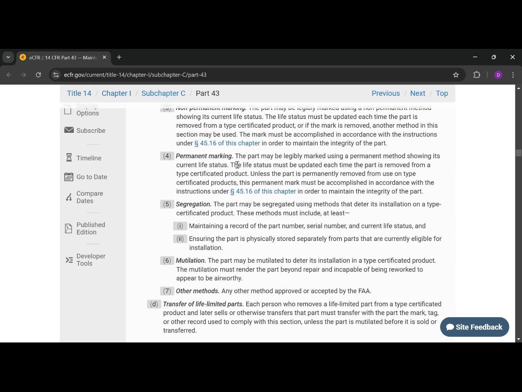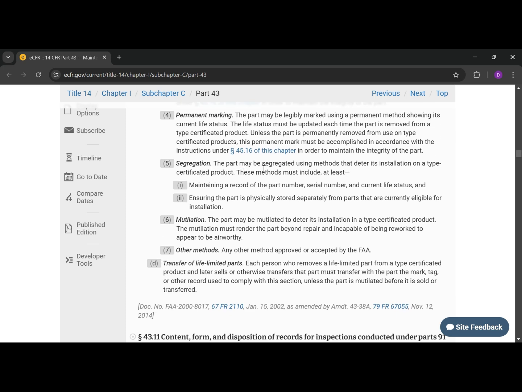Permanent marking. The part may be legibly marked using a permanent method showing its current life status. The life status must be updated each time the part is removed from a type certificated product, unless the part is permanently removed from use on type certificated products. This permanent mark must be accomplished in accordance with the instructions under 45.16 of this chapter in order to maintain the integrity of the part.